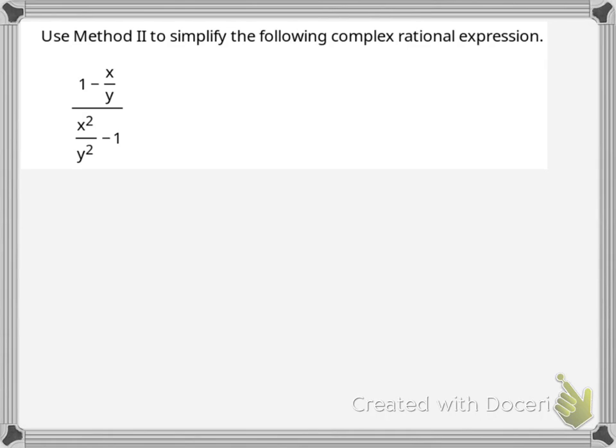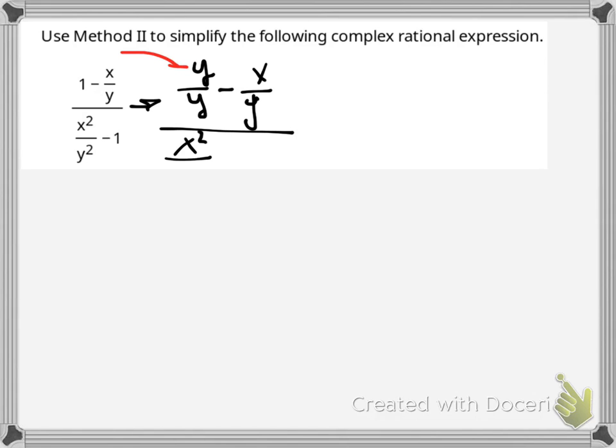When I looked at this problem, I looked at it different ways. But I finally just said, I'm going to show you by simplifying the numerator and simplifying the denominator. In other words, I'm going to add the fractions in the numerator together. So I'm going to rewrite 1 as y over y, to get a common denominator, and I'm going to write that minus 1 as y squared over y squared. Again, getting a common denominator.